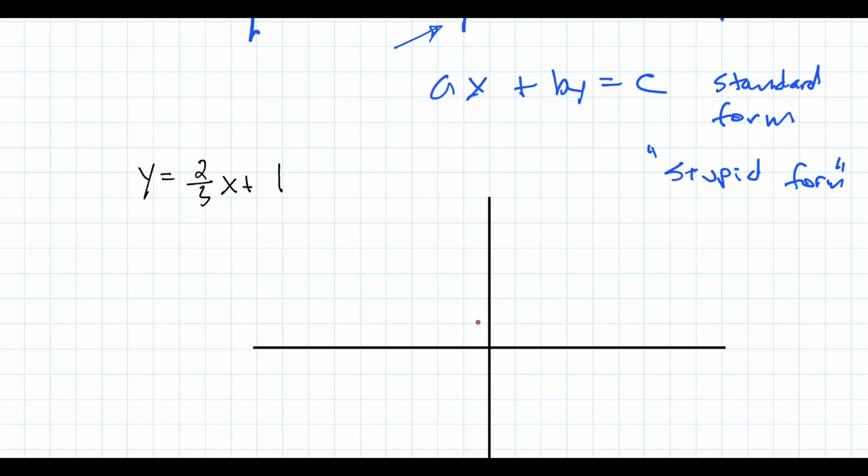Yeah, 1 is the y-intercept. So you start from here. Then up 2, because that's your rise. Up 2 and then over 3. 1, 2, 3. And then you connect your dots. You said you didn't know this one. Sounds like you know it.